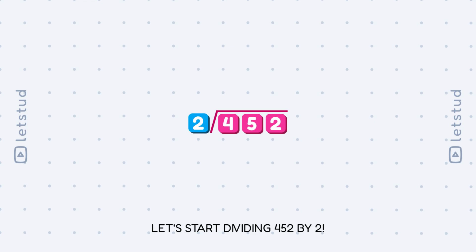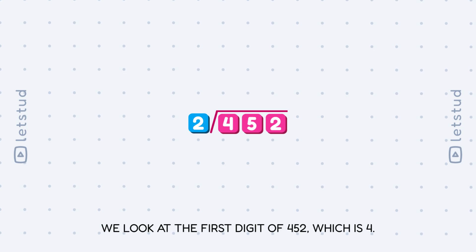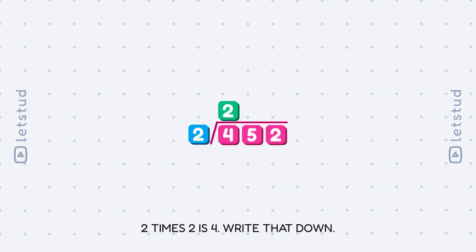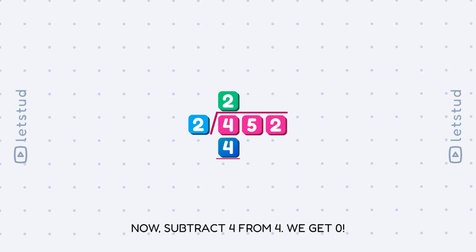Let's start dividing 452 by 2. We look at the first digit of 452, which is 4. How many times does 2 fit into 4? It's 2. 2 times 2 is 4, write that down. Now subtract 4 from 4, we get 0.